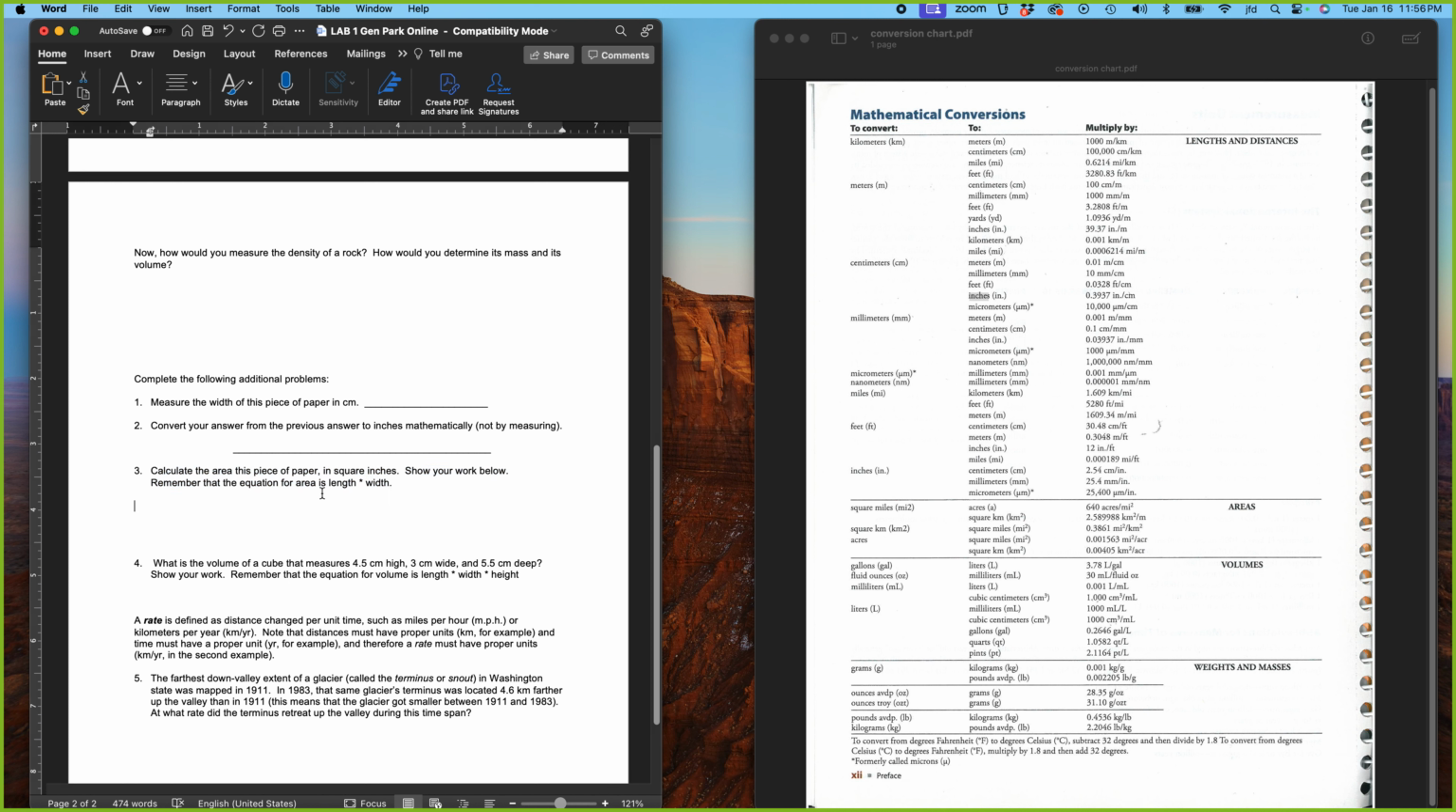Down here for 3 and 4, we're calculating the area of the piece of paper. Remember, the formula for area is length times width. And then we're figuring out the volume of a cube. Our cube is 4.5 by 3 by 5.5 centimeters deep. And so the equation is length times width times height.